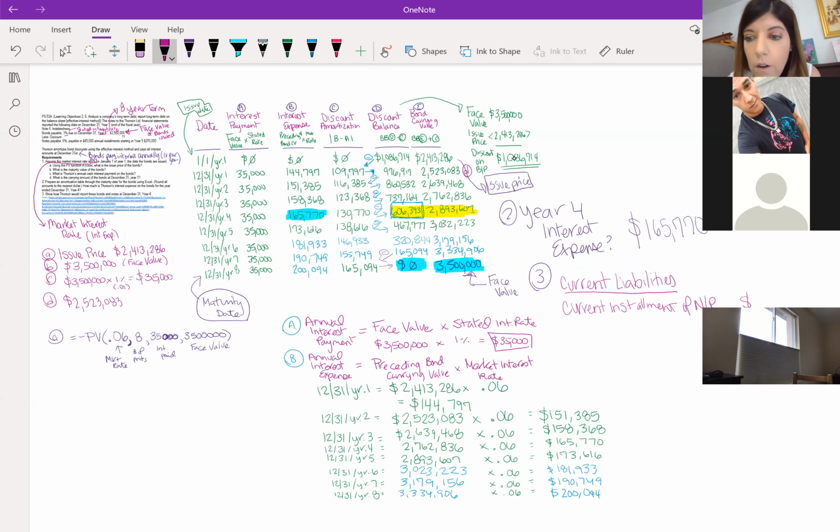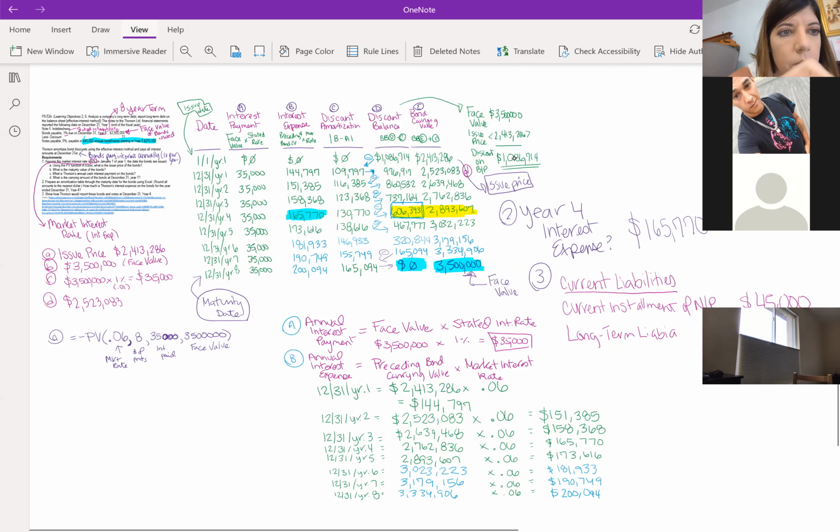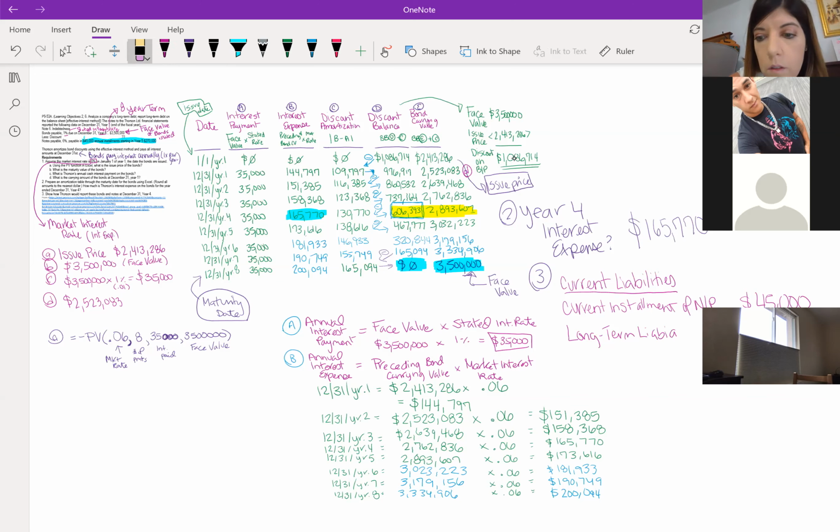$45,000 is paid out in year 5. So that is my current installment of notes payable. They give you the current installment. For long-term liabilities, you have 2. The note, and then you also have the bonds.